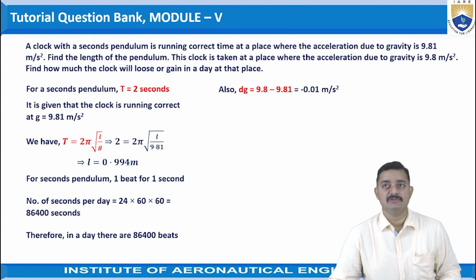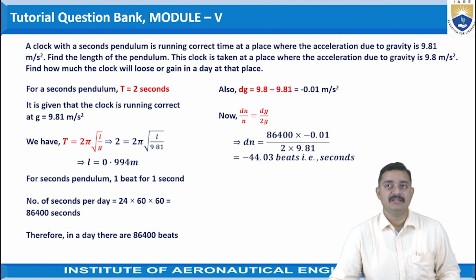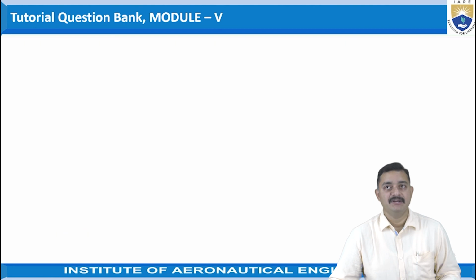or 86,400 beats. Also, the difference in the acceleration due to gravity is 9.8 minus 9.81, which is minus 0.01 meters per second square. Hence dn by n = dg by 2g. Substituting the values, dn = 86,400 into minus 0.01 by 2 into 9.81, which gives minus 44.03 beats, that is seconds. Hence, the clock will lose 44.03 seconds in a day.